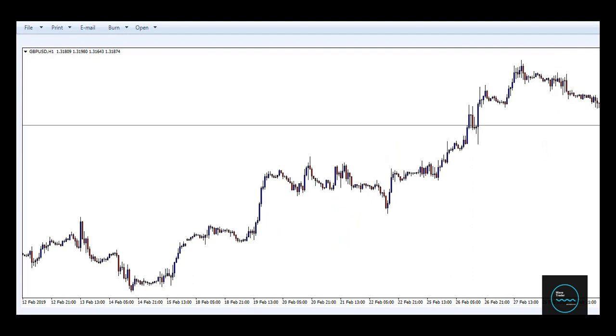This is the GBP USD 1 hour chart. Can you see the wave formation here? Okay, let me show you what I see. So we have the first wave, second, third, fourth, and fifth. Another iteration of this is this. You can see here, first wave, second, third, fourth, and fifth. Okay, then first wave, second, third, fourth, and fifth.